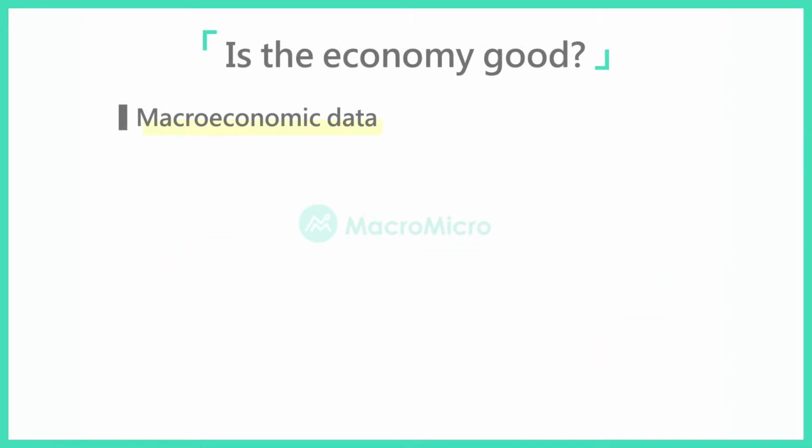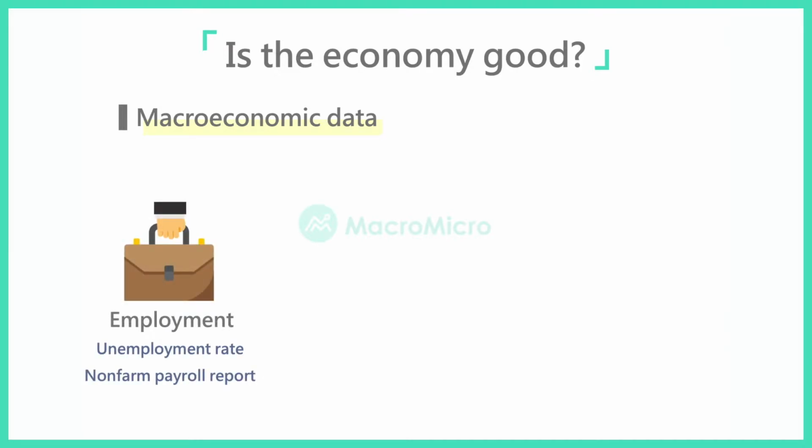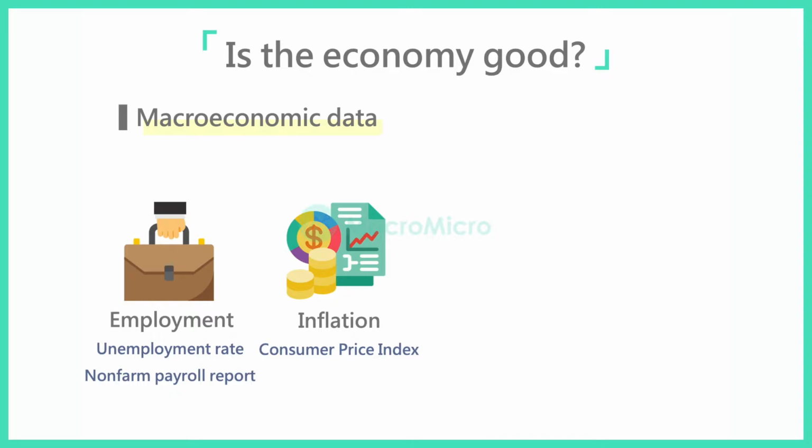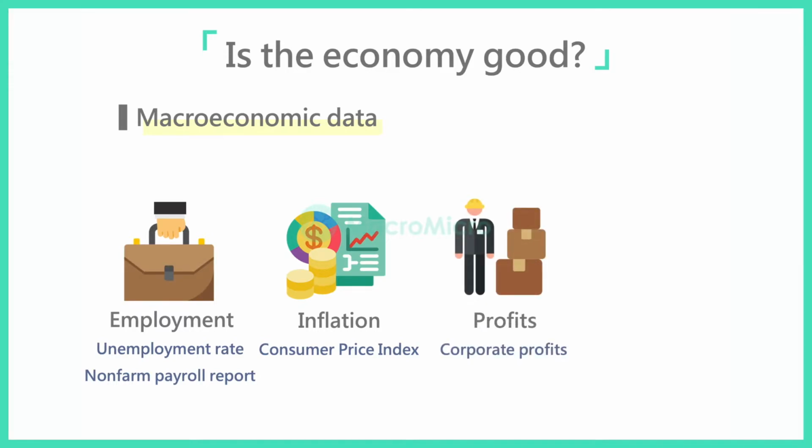The main macroeconomic data that we focus on are employment. For example, there's unemployment rate, and in the US, there's monthly non-farm payroll report. Inflation. Mild inflation is necessary for an economy to grow, and that's why central banks are cautiously monitoring their inflation rate. Profits. Needless to say, the higher the profits are, the better the economy is. The last one is GDP. We use GDP to measure the economic growth of a nation. Based on employment, inflation, profits, and GDP, we can know whether the economy is good or bad.